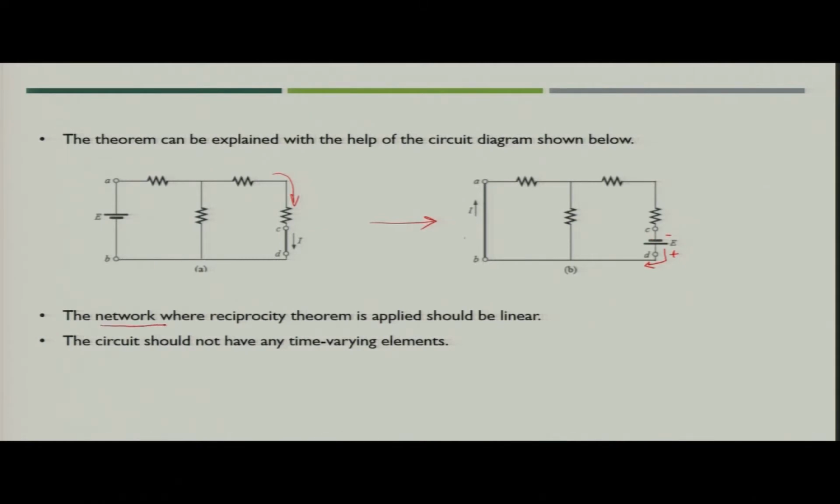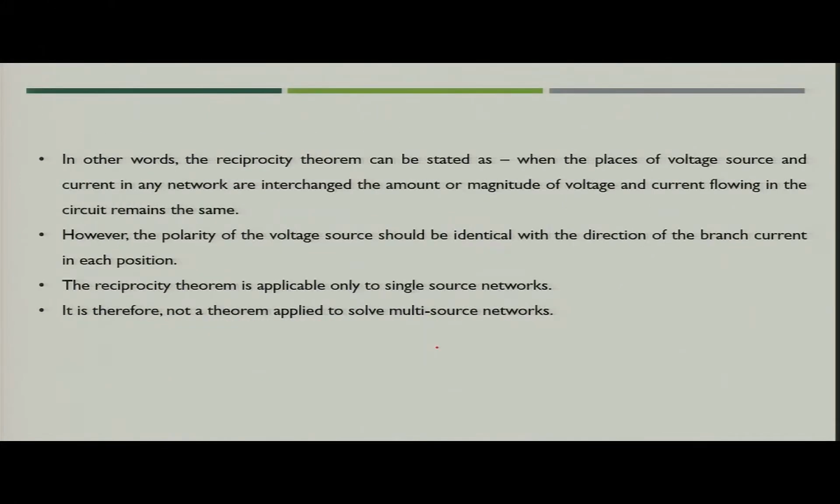Now, the important thing is that the reciprocity theorem can be applied only when the circuit is linear and there is no time varying element. In other words, you can also say that the reciprocity theorem can be interpreted as: when the places of the voltage source and current in any network are interchanged, the magnitude of voltage and current flowing in the circuit remains the same.